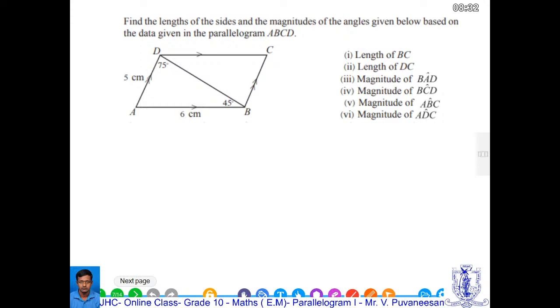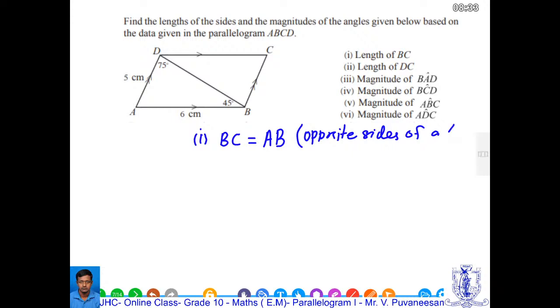First, find the length of BC. BC equals AD, 5 cm. The reason: opposite sides of a parallelogram are equal.